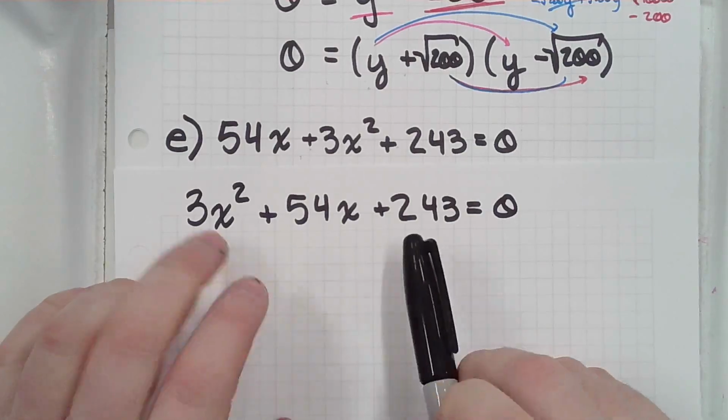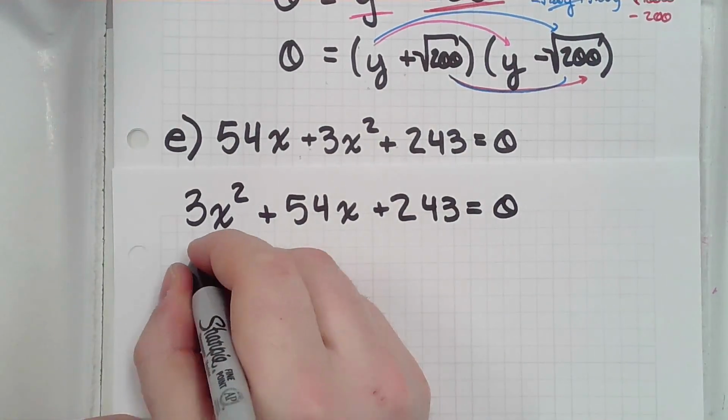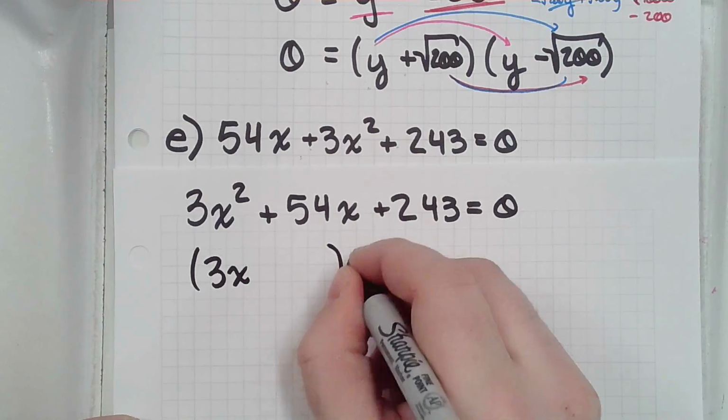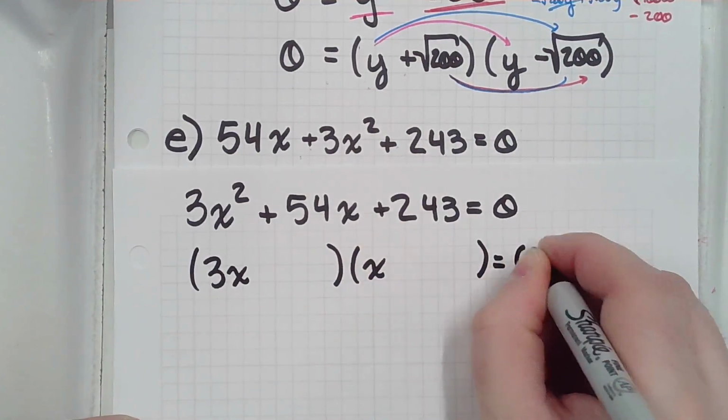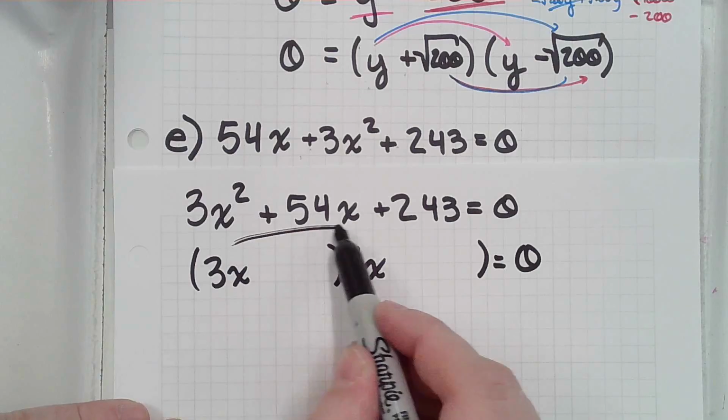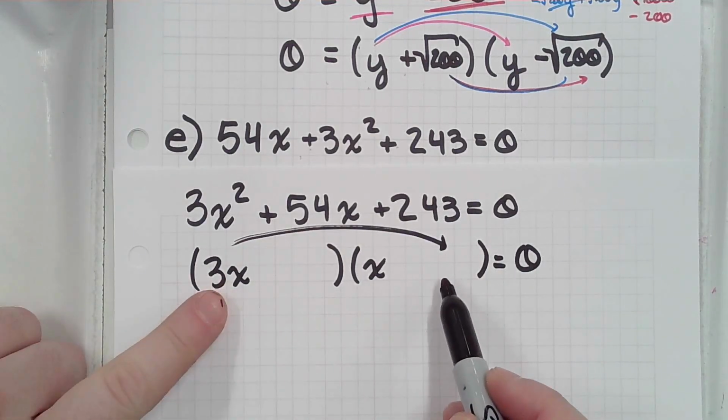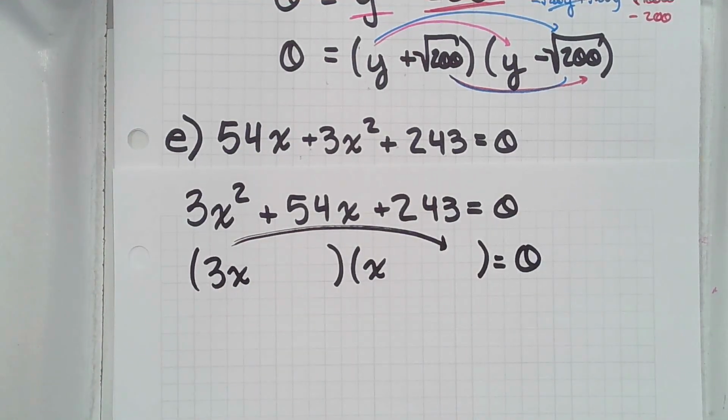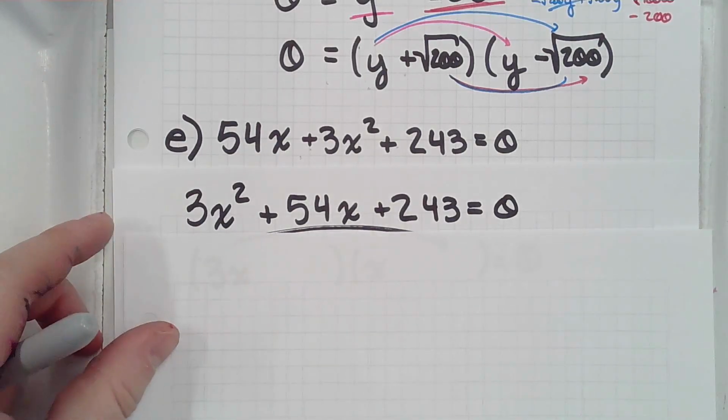And the thing that throws people off here is they try to factor it as like 3x and x, which does get you 3x squared. But now they have to consider what number do I want over here getting times by 3 before it adds up to 54. And that's not impossible, but for this one, you actually don't have to think that hard.